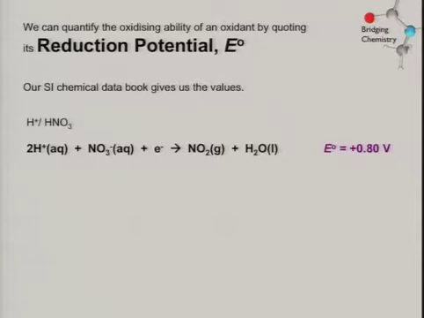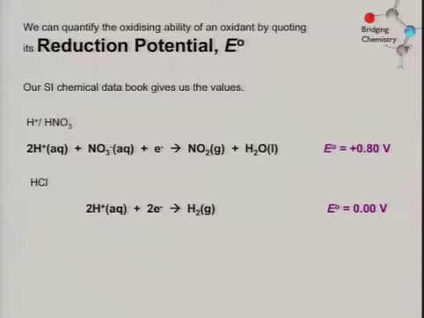So the number is plus 0.8 for the nitric acid one. For HCl, here's the equation that you have, and see it's a slightly different equation now. When the nitric acid is reduced, it's reduced to NO2 in water. For hydrochloric acid, the reduction is just H plus gaining electrons and turning into H2 gas. Right?